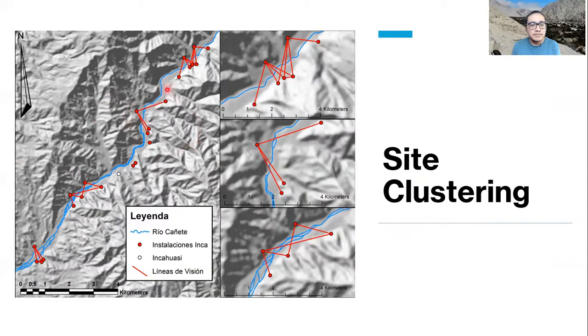We have 4 sites with intervisibility relationships, and we can also count this one since it's very close to the others. And we have a second group of sites with no intervisibility relationships with other sites that includes the site of Incahuasi. This absence of intervisibility relationships for Incahuasi seems like something really unlikely for such a big and important site.